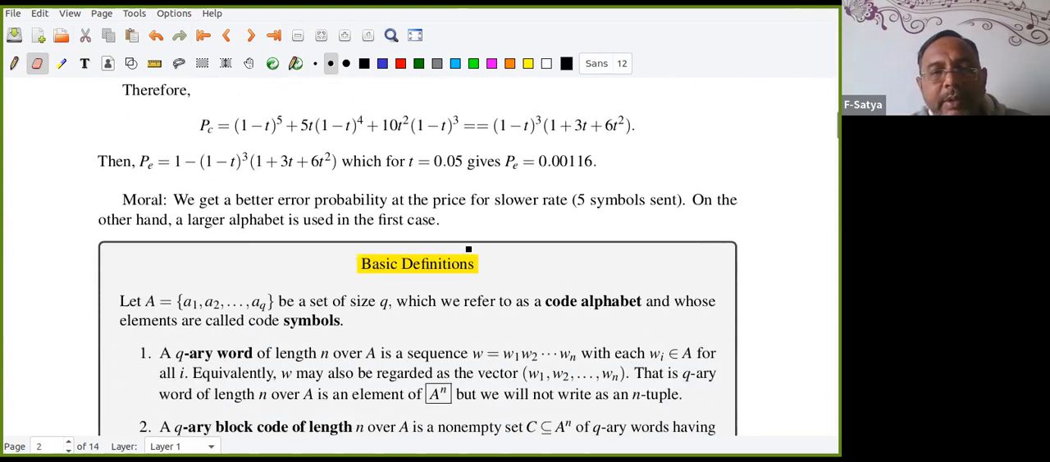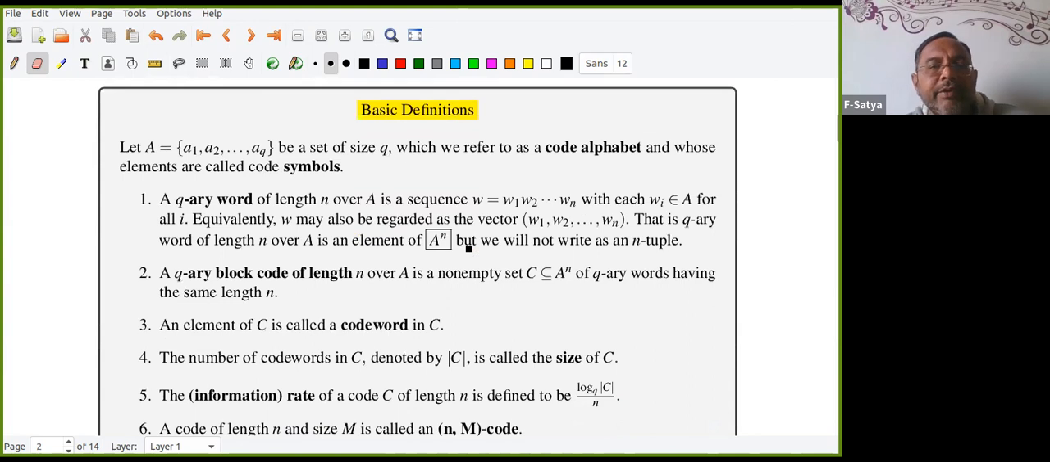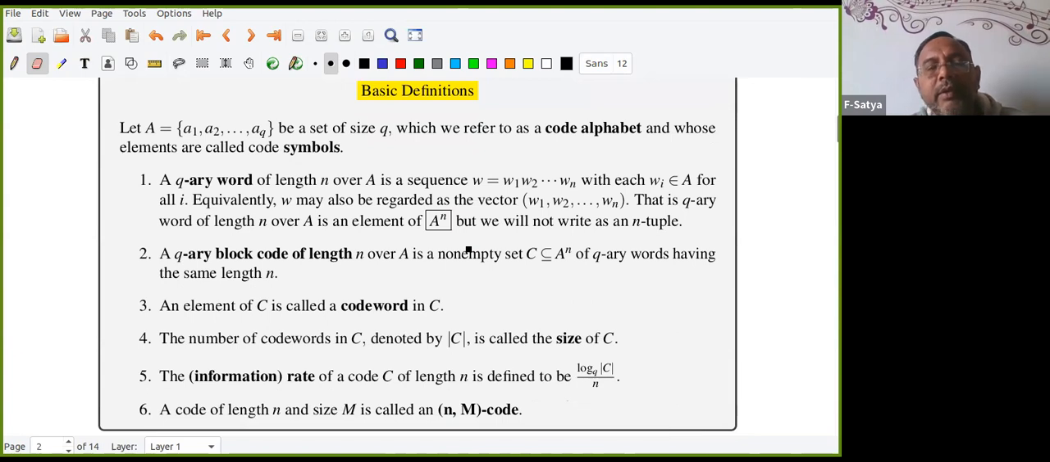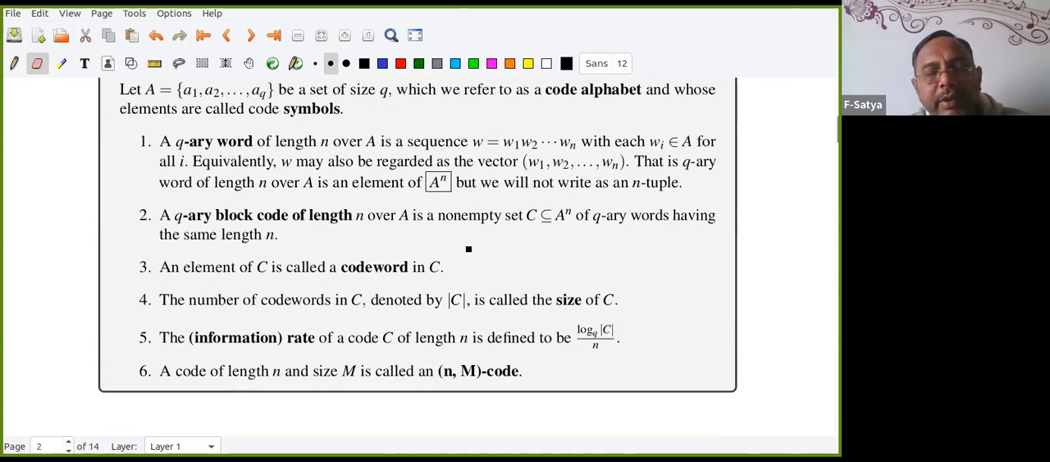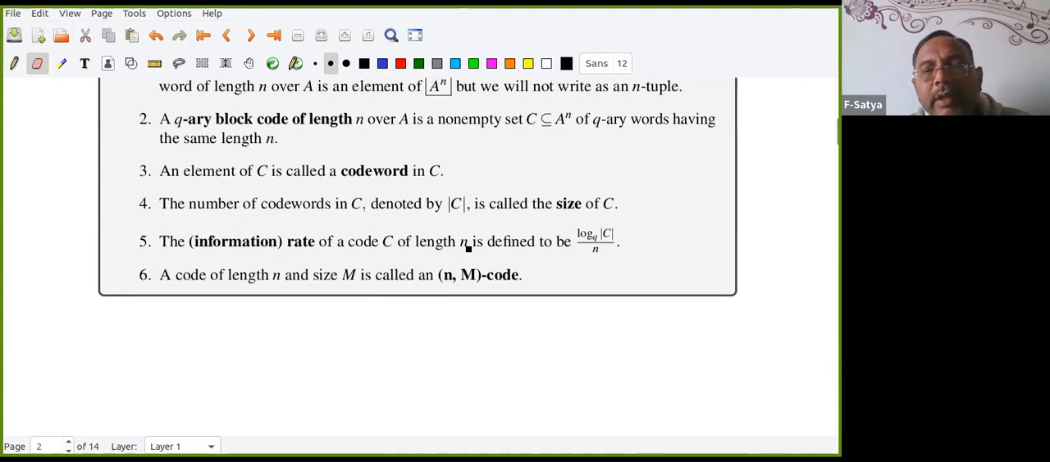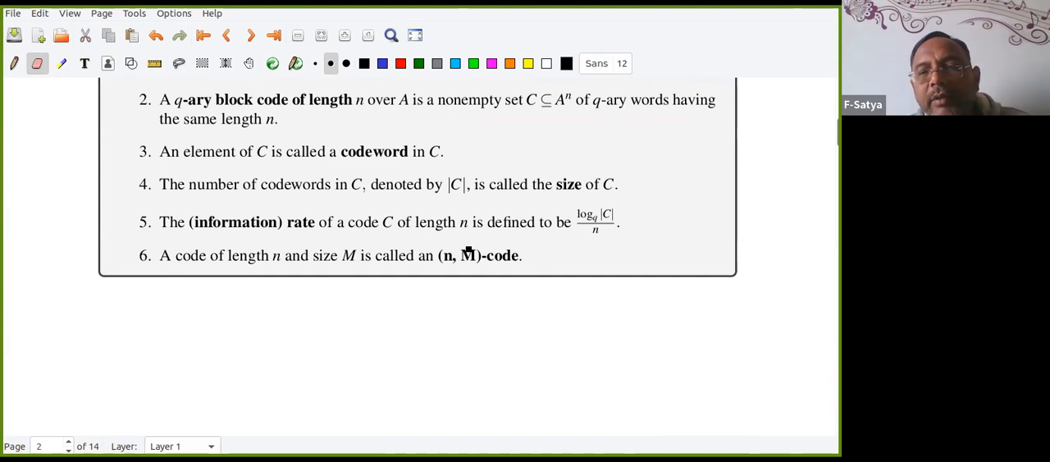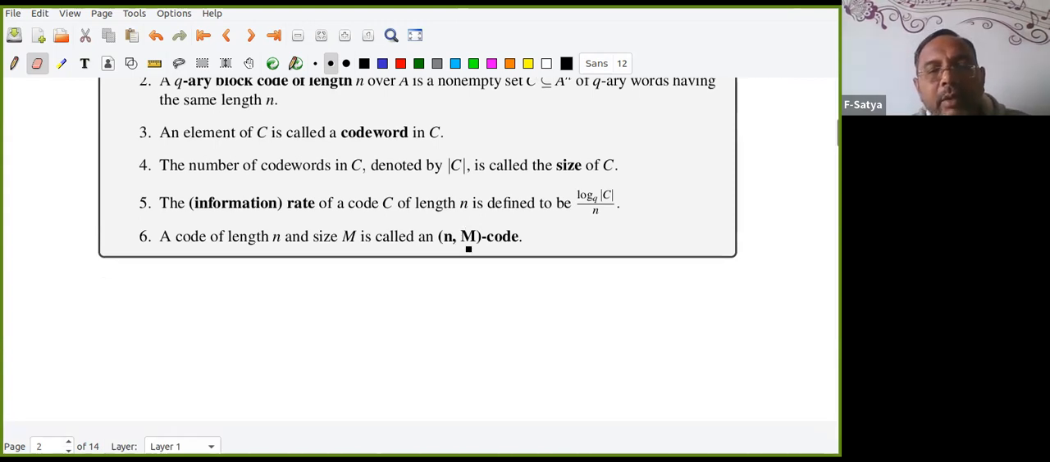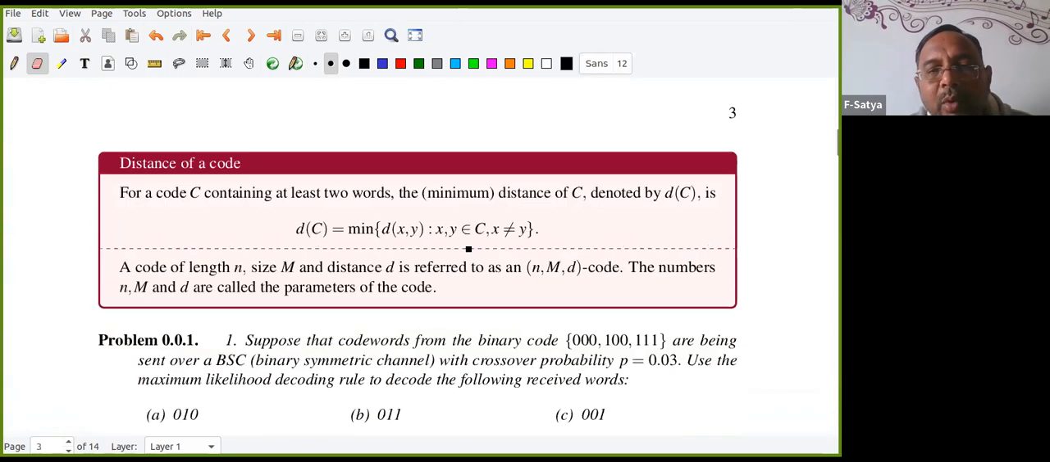What is the difference? Now again recall the basic definitions. We have an alphabet, called the code alphabet. Code words mean taking words from an alphabet of size q. Just recalling what we discussed: a code is a subset of A power n. An element in C is called a code word. The number of elements is called the size, and the rate of the code is log of cardinality of C by n, and a code of length n of size m is denoted as an (n, m) code, correct?